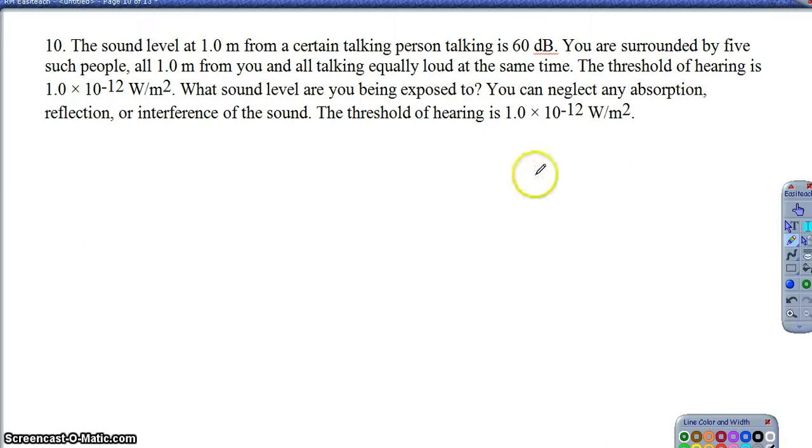Okay, so question 10, aside from being worded kind of awkwardly and giving you the threshold of hearing twice, right? We don't need it twice, we've already got it once. But hopefully this question's not too bad. You actually do have a couple different routes you could solve this. So they give you the sound level, right? The intensity level of 60 decibels 1 meter away from a person. They then say you're surrounded by 5 such people, and they ask you what's the actual intensity level, right, that we would hear. So what sound level do we hear at that location? So we're looking for essentially what's the loudness, right, at that location if we have 5 people talking instead of 1.